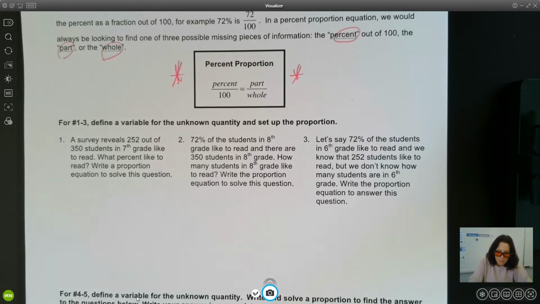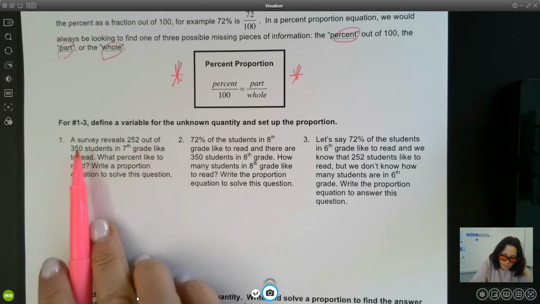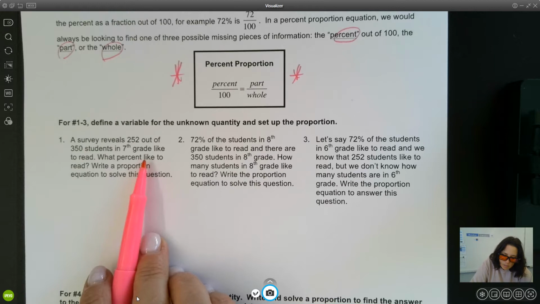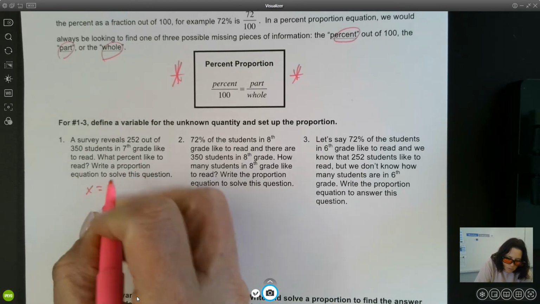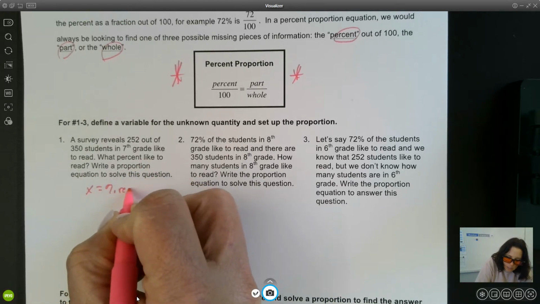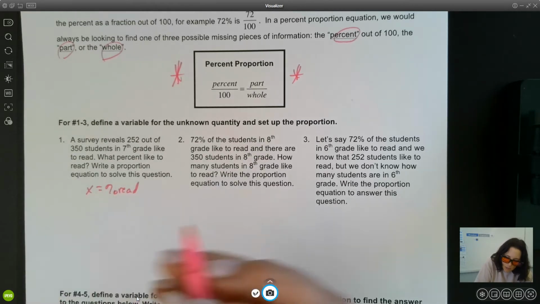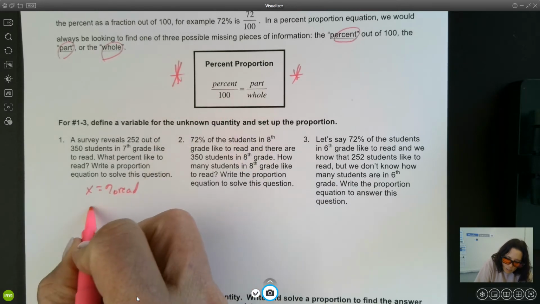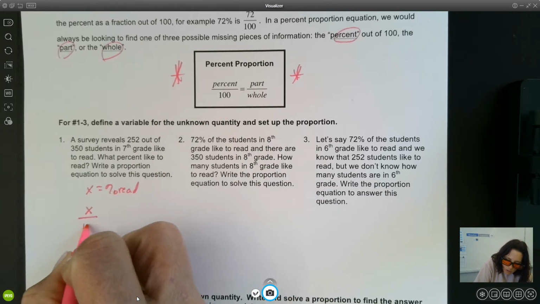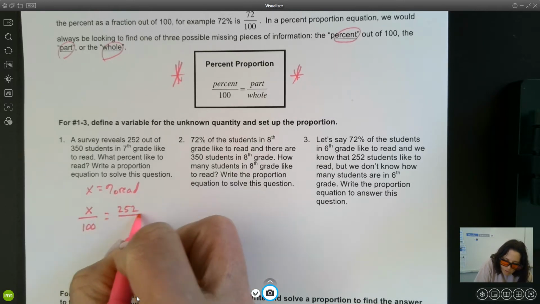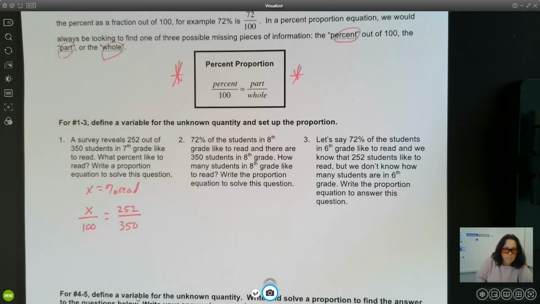Okay, so a survey reveals 252 out of 350 students in 7th grade like to read. What percent? Okay, so X equals the percent who like to read. This is my percent symbol, percent who like to read. I'm going to use this formula right here. We don't know the percent over 100 equals the part is 252 and the whole is 350. So that is our setup when we're trying to find out the percent.